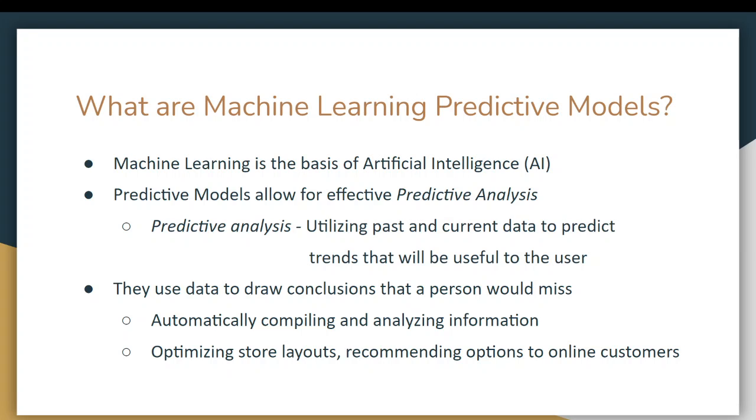Predictive models allow for effective predictive analysis, which, if we're going to define, basically means it's utilizing past and current data to predict trends that will be helpful to the user. So machine learning is able to conduct predictive analysis based on all of this data that a company has, be it company data that they've had over the past decades or something that they're constantly getting fed in now. And they use this data to draw conclusions that a person would never be able to link up.